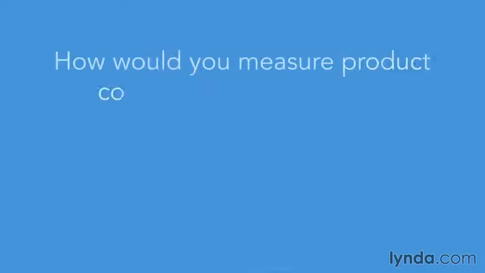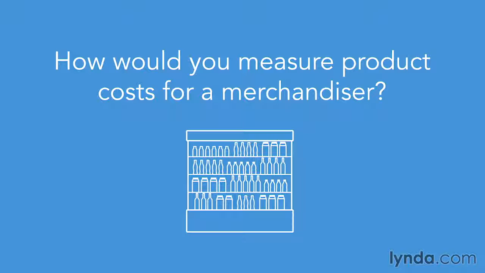Now, let's consider how you might measure and control product and period costs in a variety of organizations. How would you measure product costs for a merchandiser? Actually, that's a fairly easy question. The resources Home Depot spends to acquire store inventory for resale to customers clearly are product costs. As products are sold, these inventory costs become an expense on the income statement.